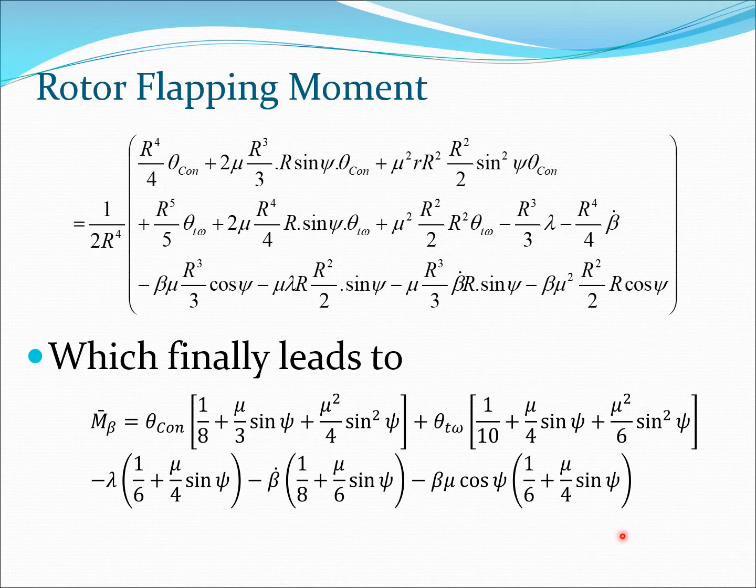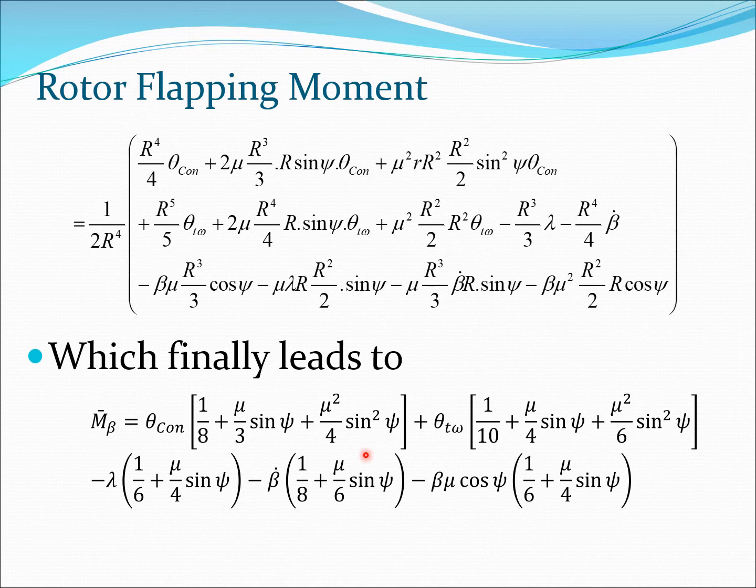So now let's look at this carefully, because what we have done is we have put some of these expressions in brackets and we have taken some of the more physical quantities out here. So you have theta con here, you have theta tw, you have lambda, you have beta dot, and you have beta. So some of the things we see are, number one is that you have essentially periodic forcing. So you have sine psi, sine square psi terms, and therefore you are going to have pretty complicated expressions on the right hand side.